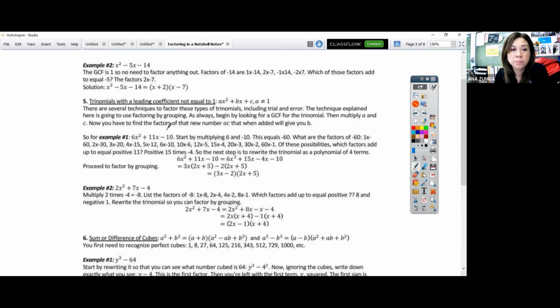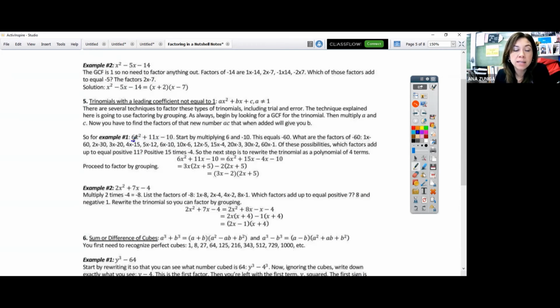When you have a trinomial and the leading coefficient is not 1, like in this example right here, 6x squared plus 11x minus 10, they don't have a GCF. They're not all divisible by 2 because 11 is odd. They're not all divisible by 5 or 3 or anything like that. And they don't all have a variable in common. So it's a trinomial, 1, 2, 3 terms, but the number in front of the x squared, which is the highest exponent here, is not a 1, it's a 6. So what am I going to do?